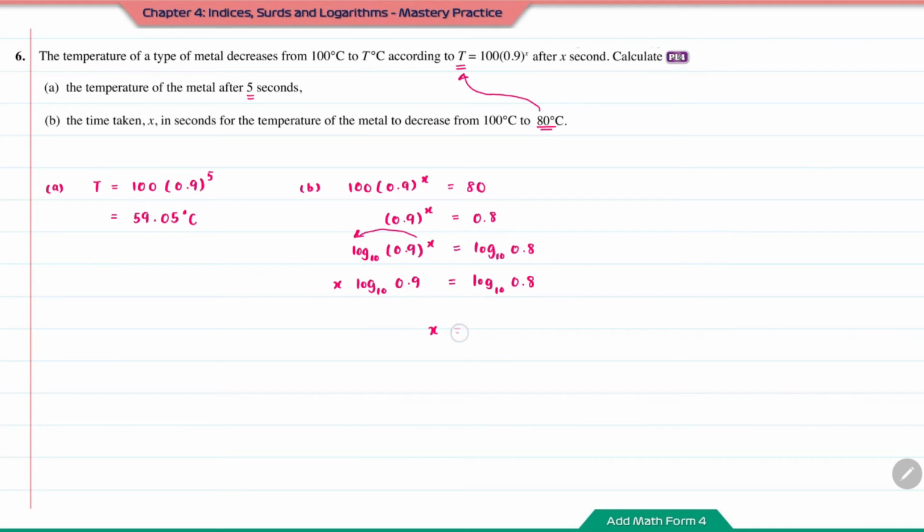So to find the x, it's going to be log base 10 of 0.8 divided by log base 10 of 0.9. So solve this using your calculator, you will find that x is equal to 2.12 seconds.